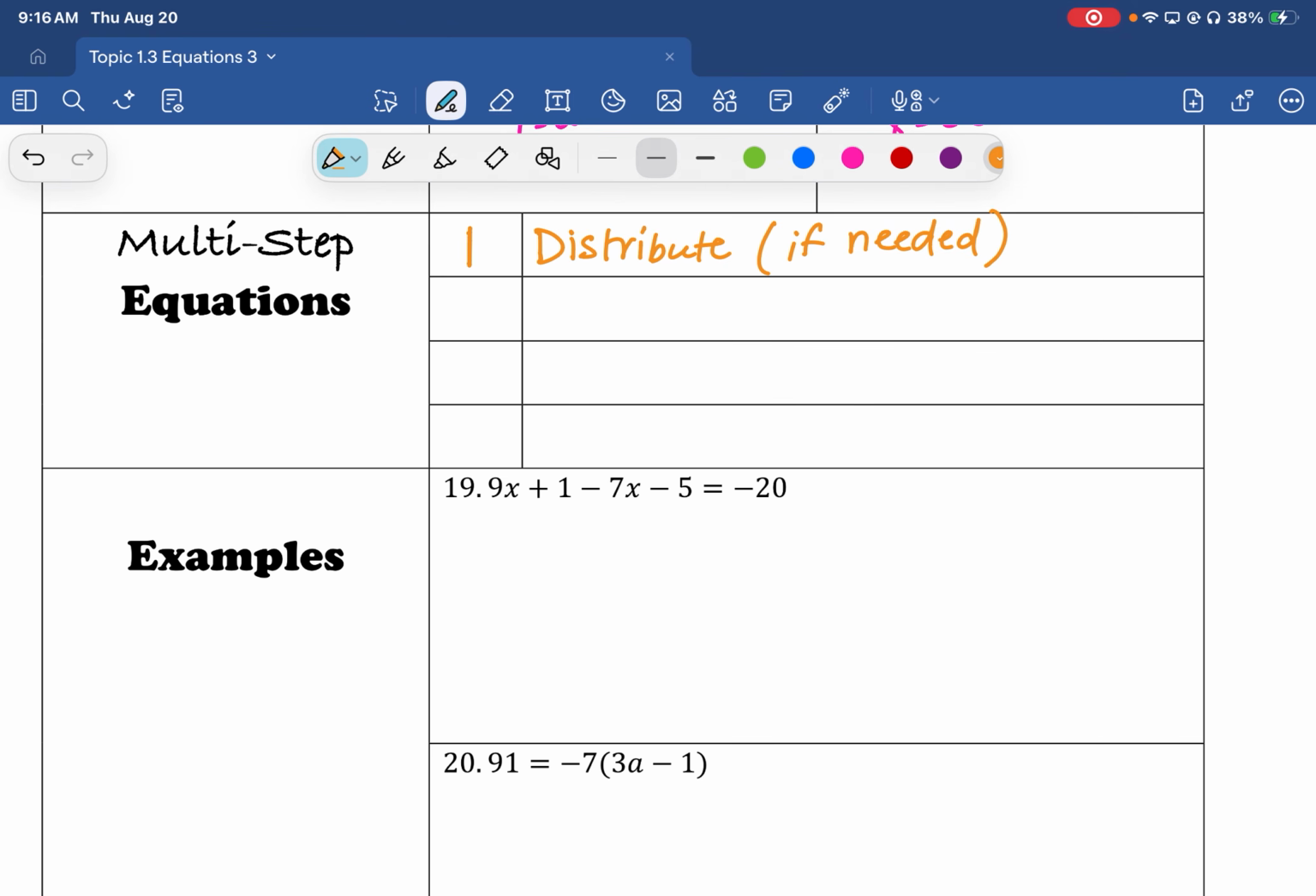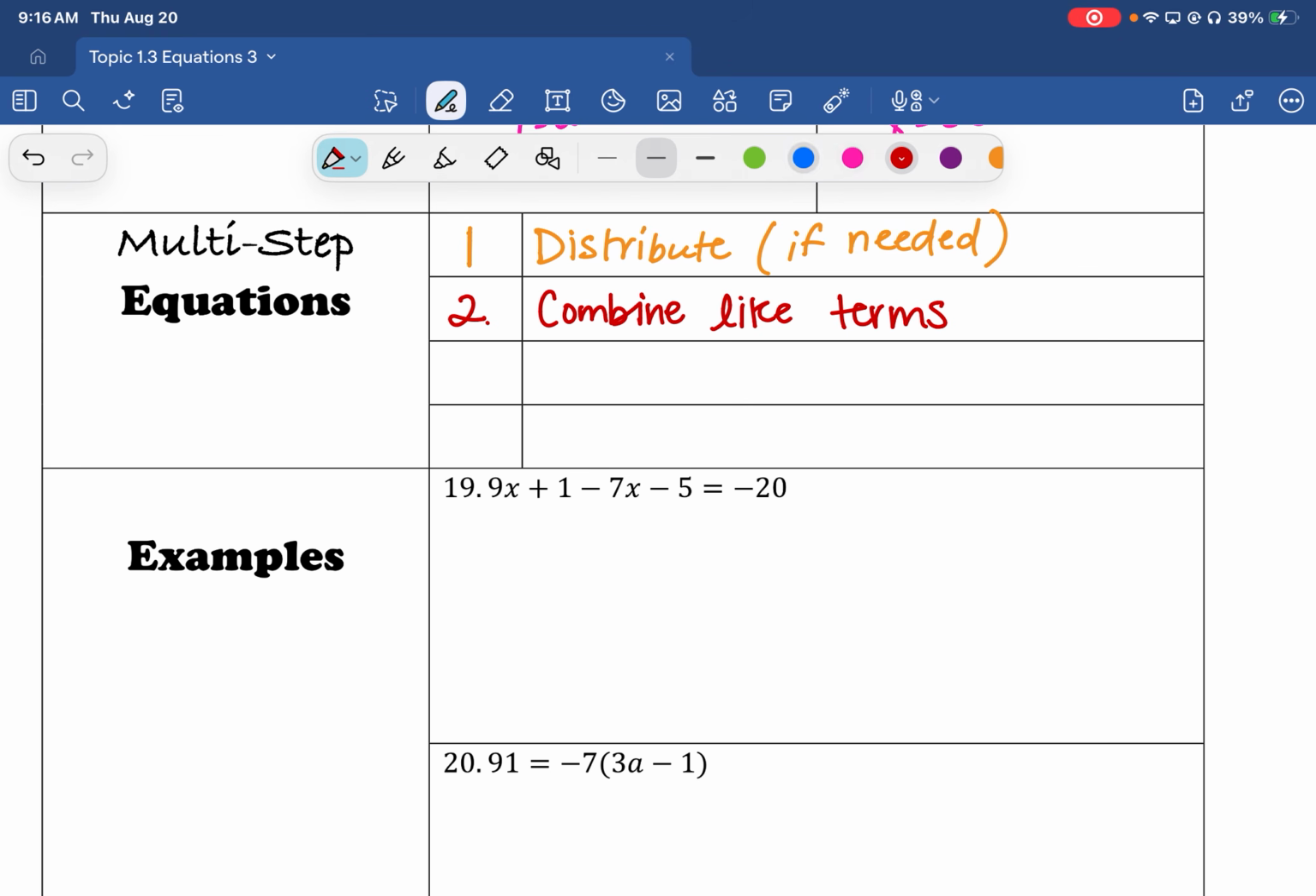Because does every single problem have something you need to distribute? No. So you only distribute if you need to, okay? But you do have to do that first. Once you distribute, you are going to combine any like terms you have on the same side of your equals. So you are not moving stuff across your equal sign yet, okay? Combine anything first, then you'll move stuff around, just so you have fewer things you got to move.